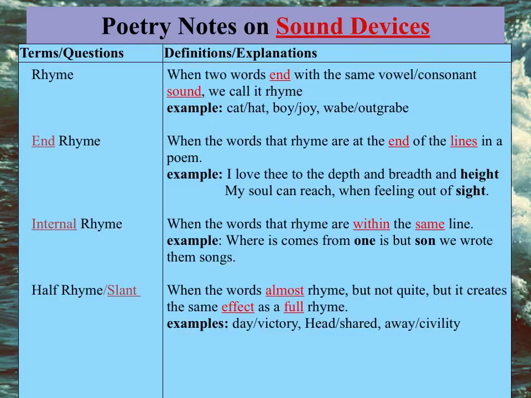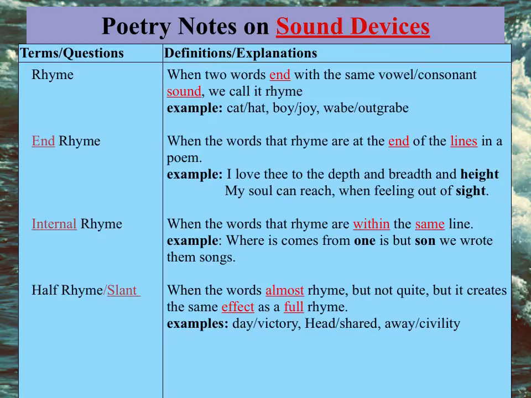But there's also something else called internal rhyme. An internal rhyme is when the words that rhyme are within the same line. So you get this a lot to emphasize words in the middle of a line. This line, which comes out of the middle of a poem, says, "whereas comes from one is but sun, we wrote them songs." So the one and the sun rhyme, and that's on purpose, but it's within the same line. That is internal rhyme, which just like internal conflict happens on the inside of something.